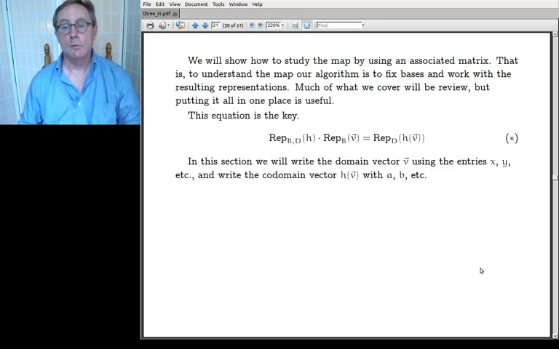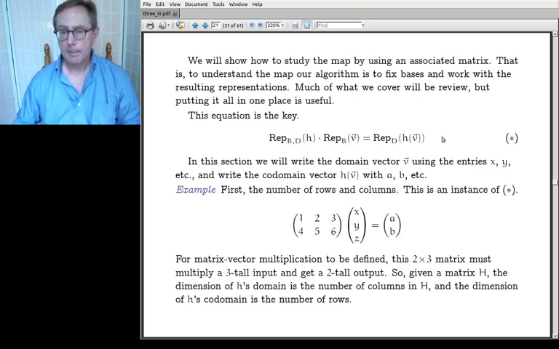It's nice to have it all in one place, and this is the key result: if you have the matrix representing h, you multiply it by the column vector representing v, then you get the column vector representing h of v. Okay? So this is an instance of the equation star.